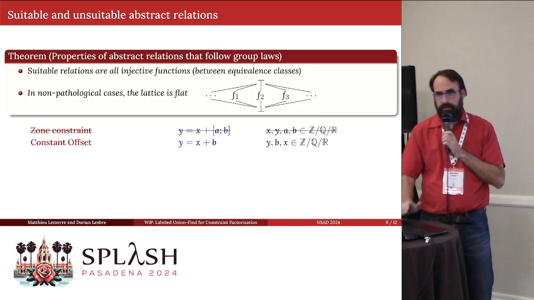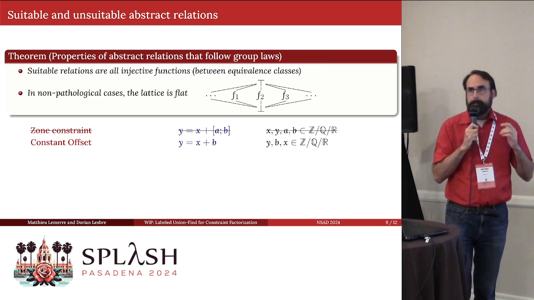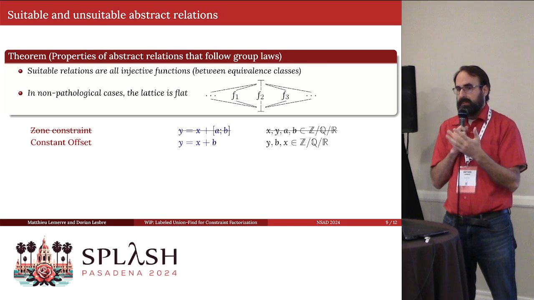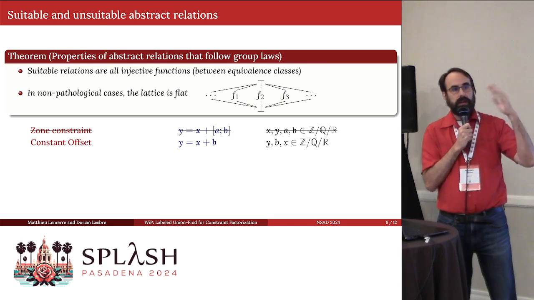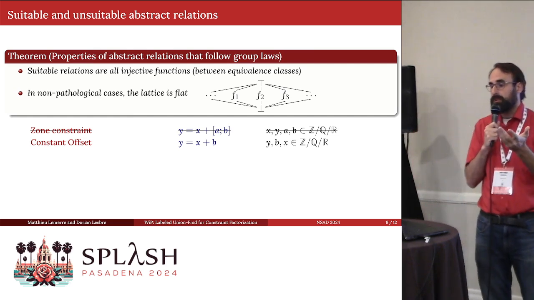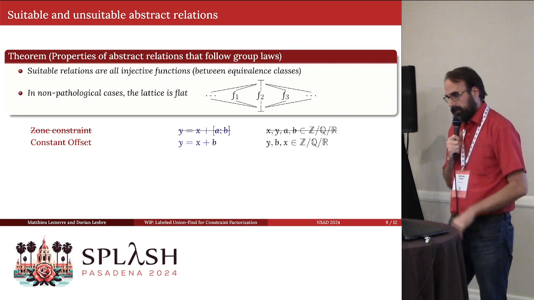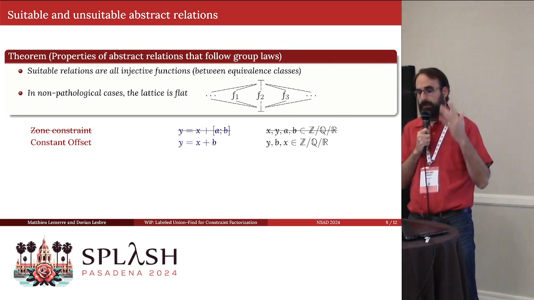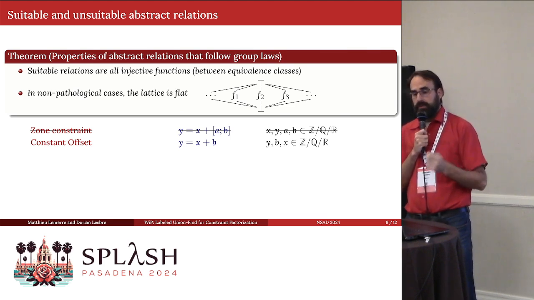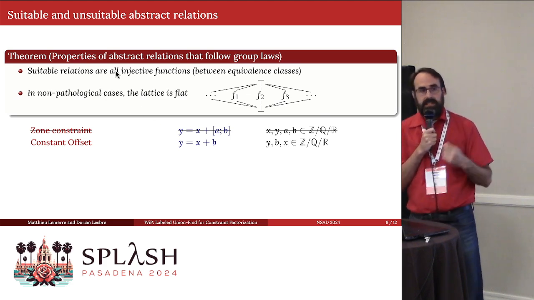Now we did some study of what it means for an abstract relation to be a group. Basically, what we want for our abstract relation is that all the operations are sound. So the abstract composition is a sound abstraction of the concrete composition of relations. Same for inversion and same for identity. And basically what we found is that if you have both the fact that your abstract relations are sound and that they follow the group laws, then it means that all relations must be injective functions.